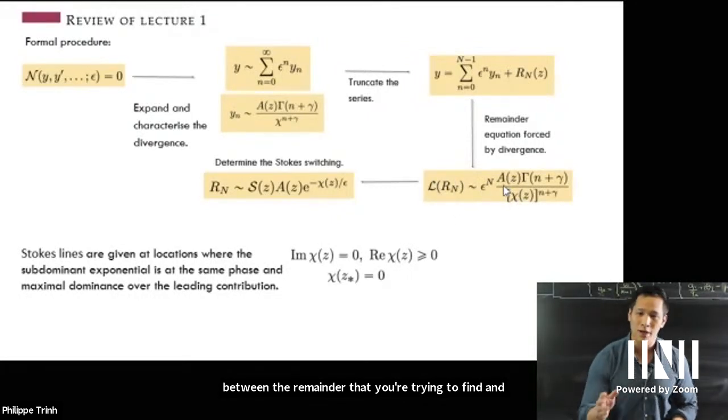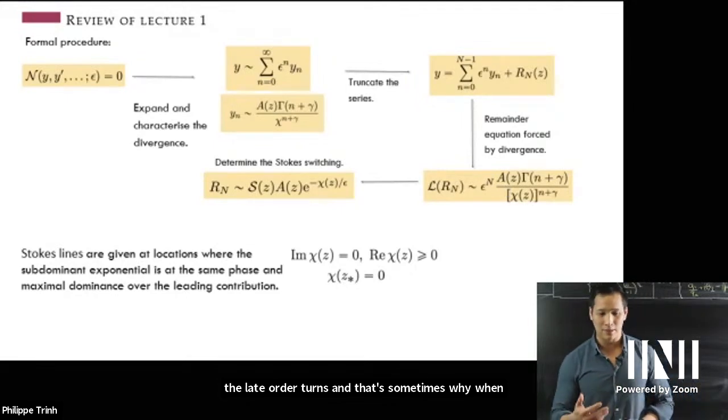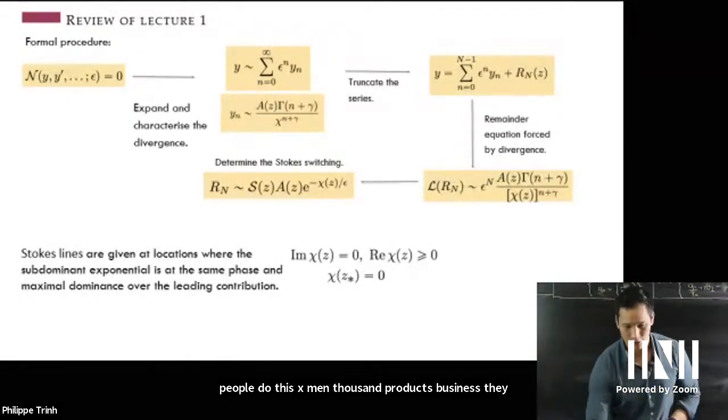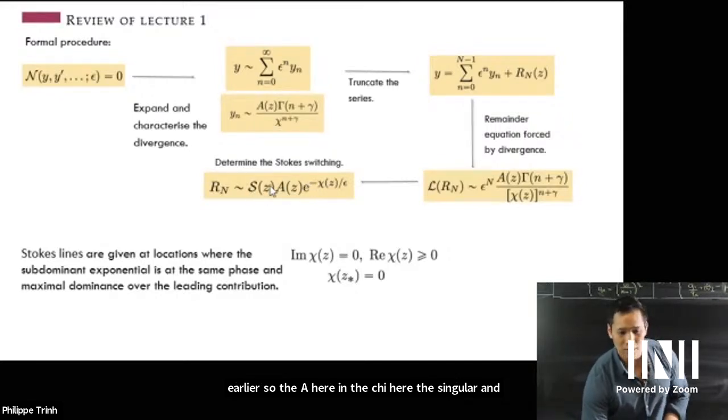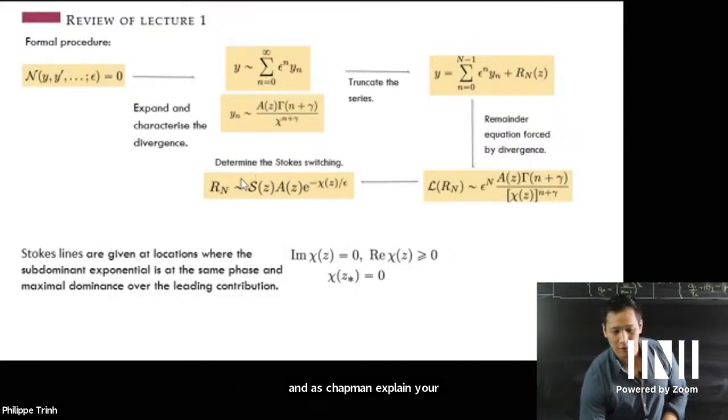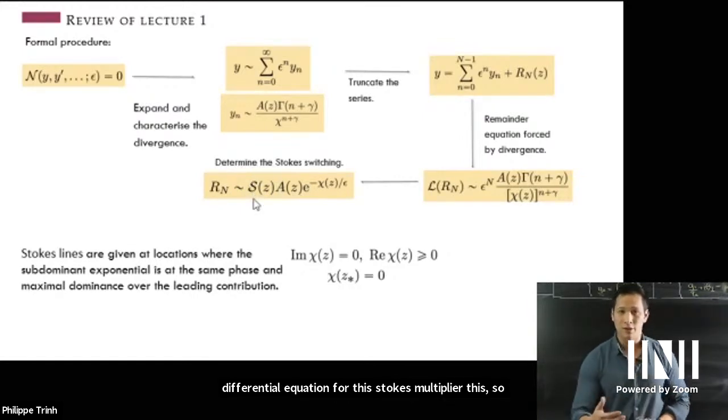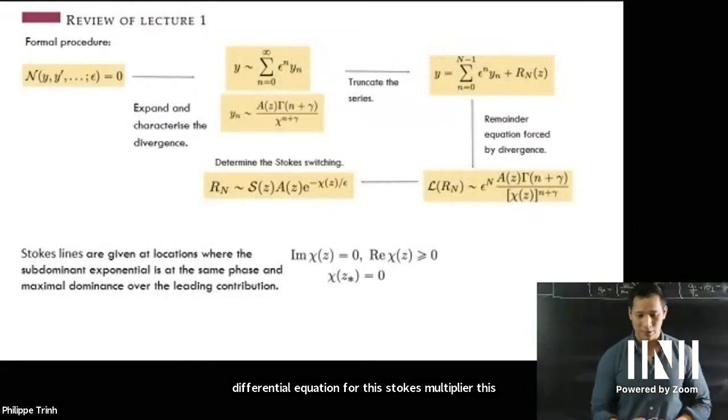And that's sometimes why when people do this exponential asymptotics business, they say you're decoding the divergence. You're using the divergence to tell you something about the remainder term. The remainder term will involve those exact components of the divergence that you predicted earlier. So the a here and the chi here, the singulant chi, which appears now in the exponential. And as Chapman explained, your goal is to now find a differential equation for this Stokes multiplier, this S of Z. And in doing so, you'll find this boundary layer phenomena across the Stokes lines.